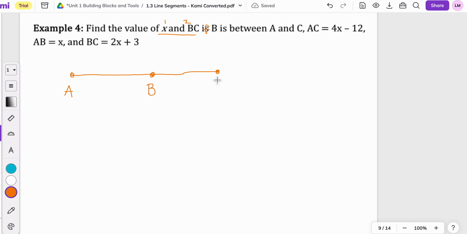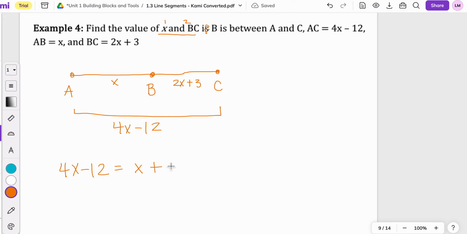So that means AC is the endpoint. And it says AC is 4x minus 12. So this entire length is 4x minus 12. AB is equal to x, and then BC is 2x plus 3. So one way we can do this is maybe write an algebraic equation to represent what's going on. I know that AC is 4x minus 12. That's the entire length. That should be equal to my two line segments added together. So AB is x plus my BC, which is 2x plus 3. Okay, so here's AB, this is BC, and this entire thing would be AC.